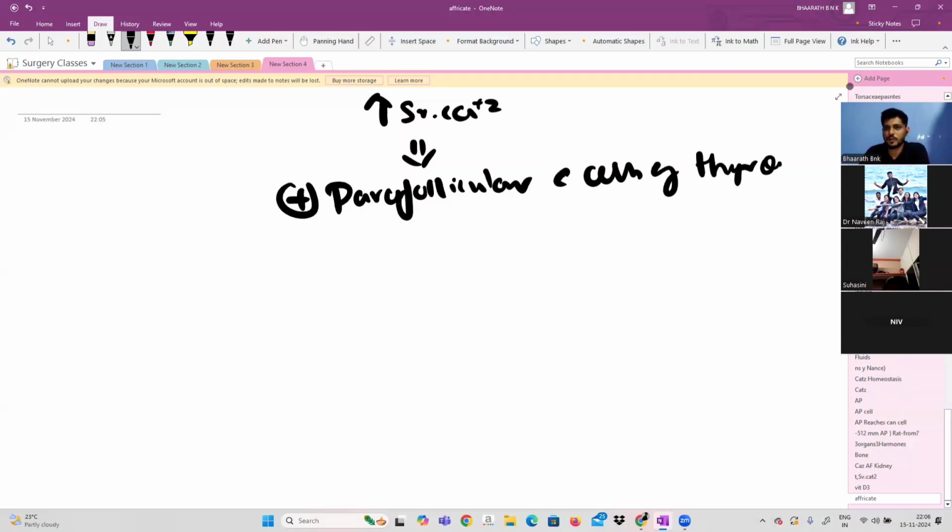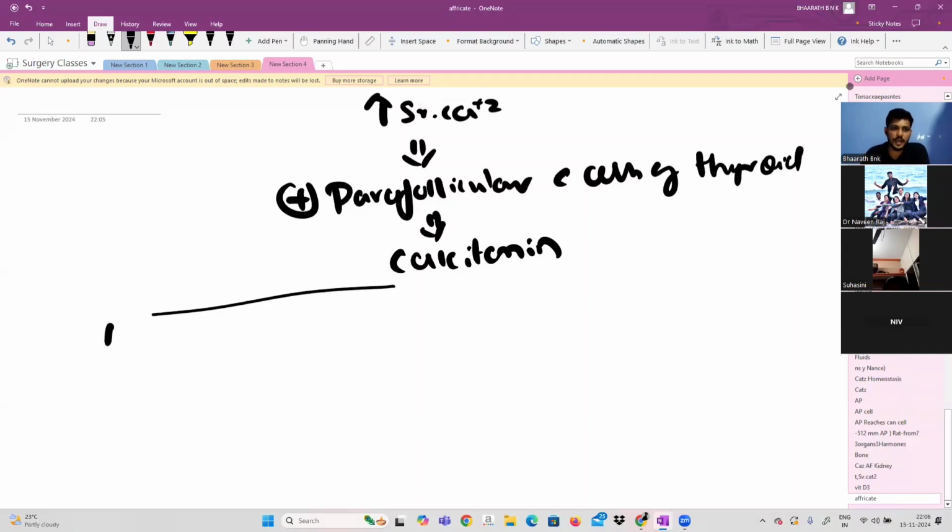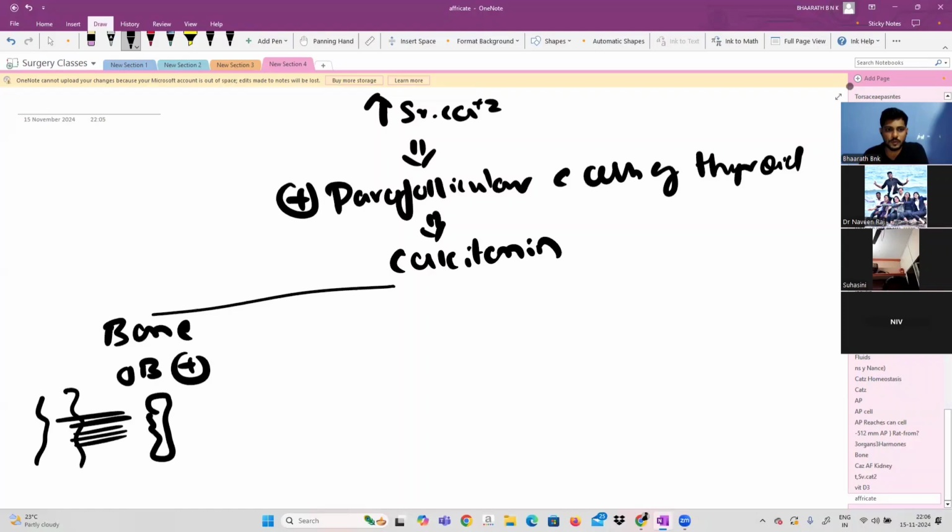And these parafollicular C cells of thyroid will secrete a hormone which is called calcitonin. Now, this calcitonin has opposite effects. It acts on the bone, it stimulates the osteoblasts. So, what these osteoblasts do, they take all the calcium from the blood and put it back into the bone. Right? So, that reduces serum calcium levels.